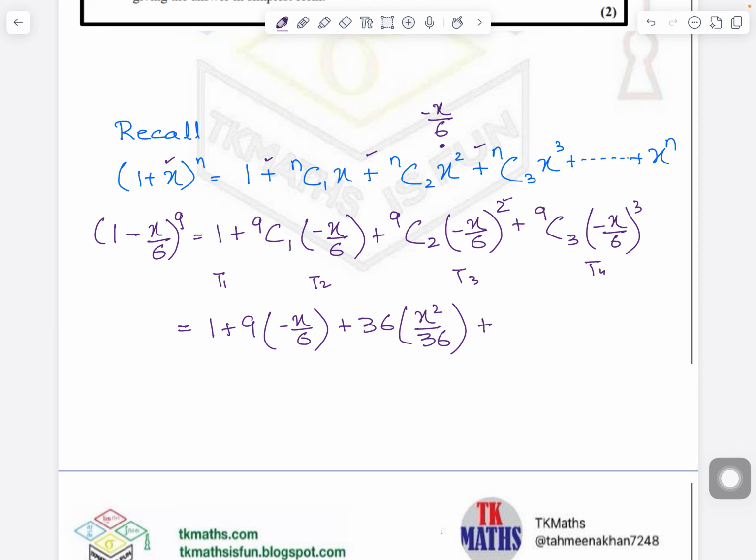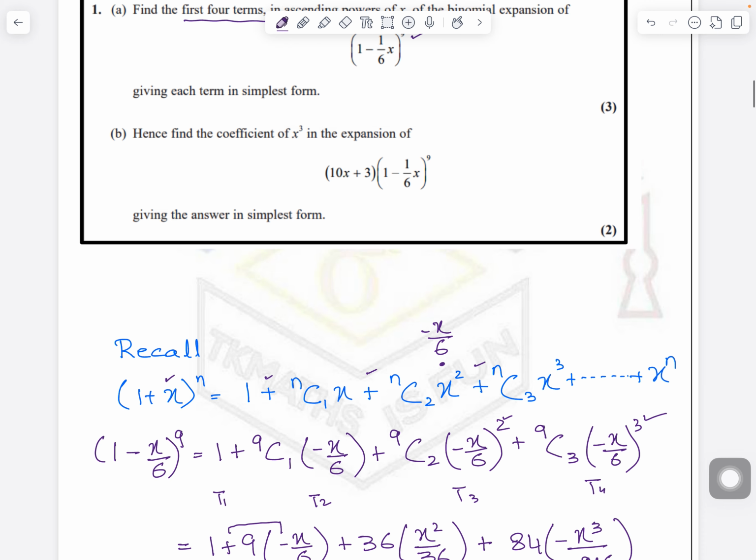9C3 is 84. Because the power is odd, this negative sign will remain here. So now plus sign multiplied by minus sign will become minus. You need to be very careful about these signs. Otherwise, in the next step, it will be a problem. So 84 divided by 216 is 7 over 18 x cubed. So this is the expansion of part 1.